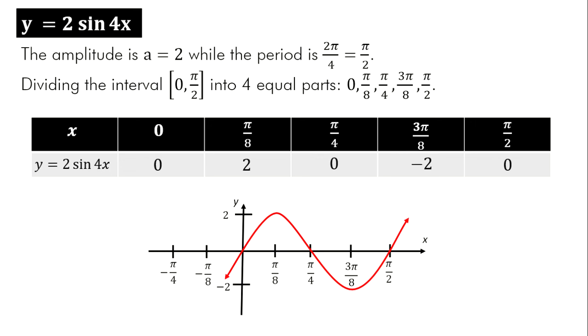As you can see here, given that our amplitude is 2, the height, the maximum and minimum value, is changed. We have our maximum value of 2, and our minimum value here is negative 2. So that is the graph of y equals 2 sine 4x.